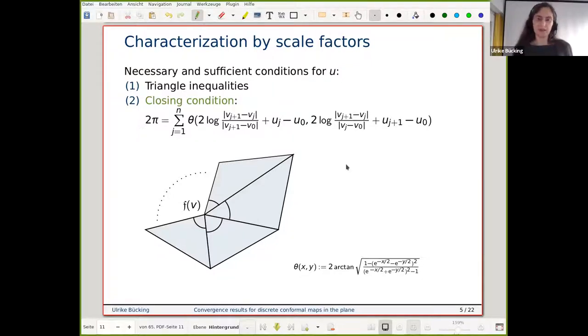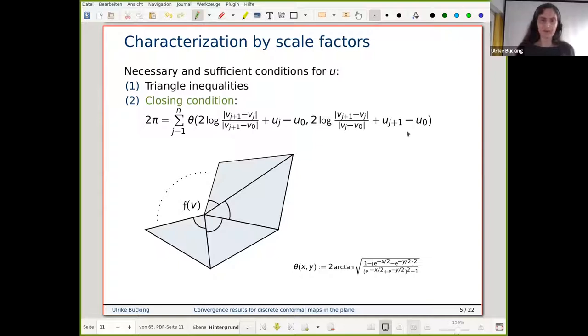And now, from my point of view, when I worked with this closing condition, it's not very important what this function is, but you remark you have here these differences, and from my point of view, this recalls the definition of a discrete Laplacian. So for me, from the behavior of this equation, this is some sort of non-linear discrete Laplacian.